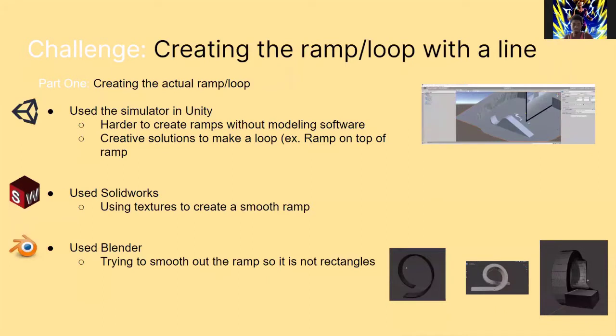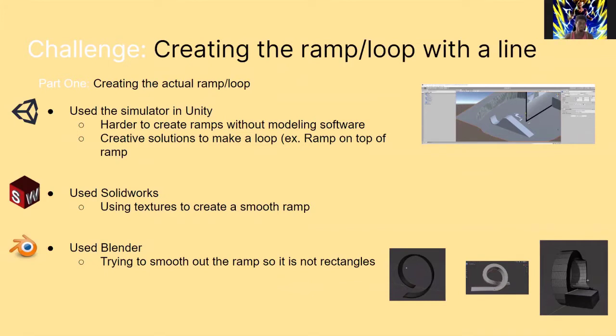We faced multiple problems when originally designing our course. The first one was actually trying to create the ramp and loop. We tried to make the ramp and loop in 3 different ways and wanted to choose the best one. First, we tried using the simulator to create a ramp and loop. However, it wasn't as easy as it seemed. Since Unity isn't a modeling software, creating the loop required creative solutions and was more difficult than we thought.